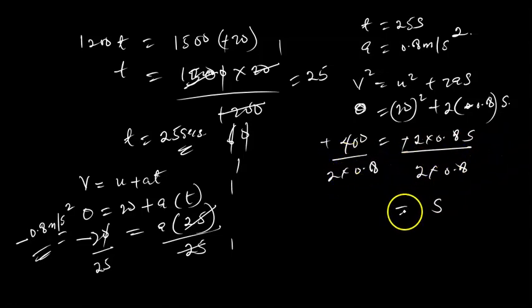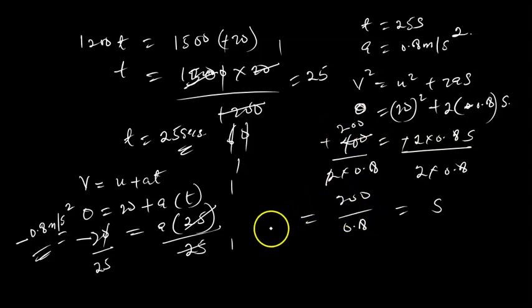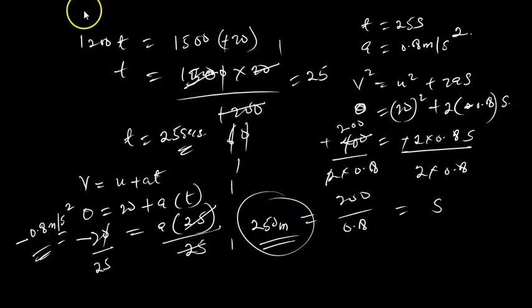So s will be equal to 200 over 0.8, which is equal to 250 meters. With this, I hope you understand how to use Newton's first law of motion. Thank you for staying with us.